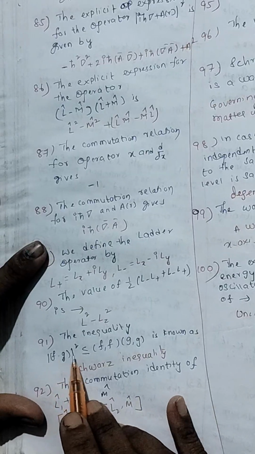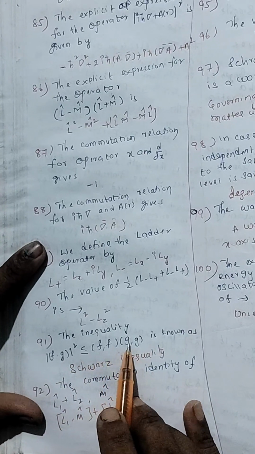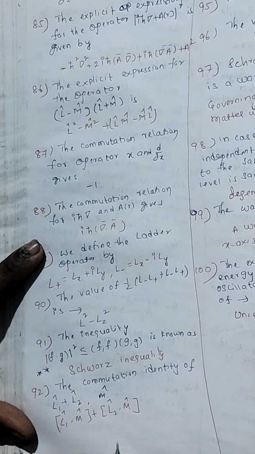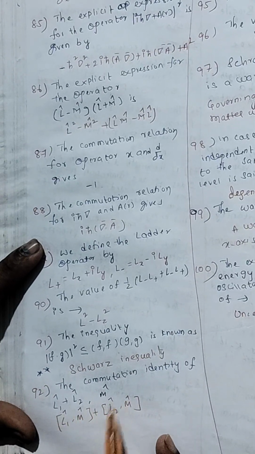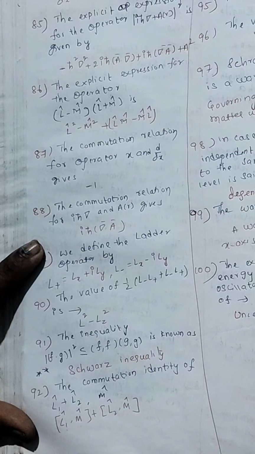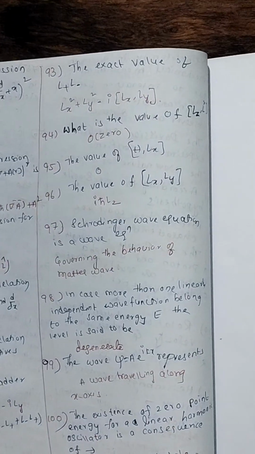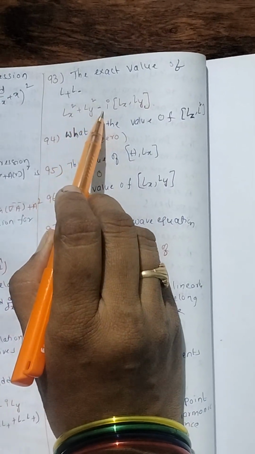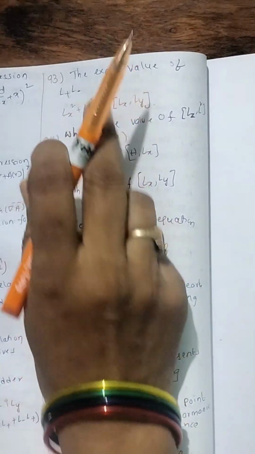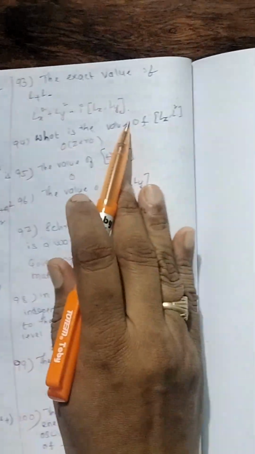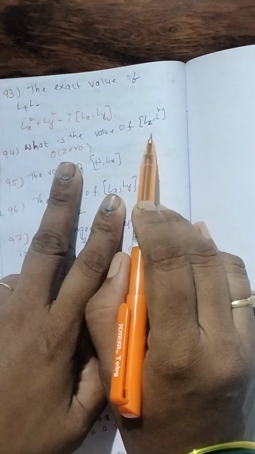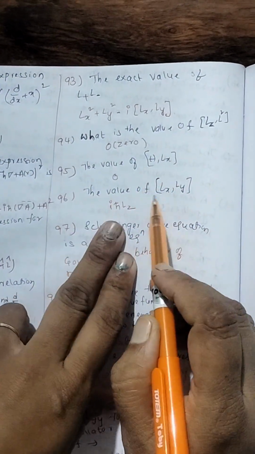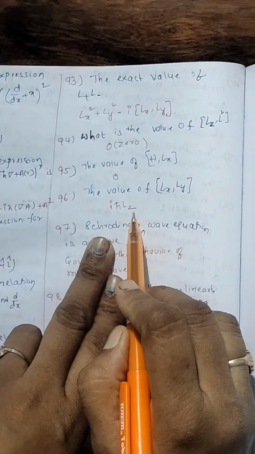The inequality (f dot g) whole square less than or equal to (f, f)(g, g) is known as Schwarz inequality, most important. The commutation identity. Next, the exact value of L plus L minus is Lx square plus Ly square minus i [Lx, Ly]. Prepare this, most important. The value of [Lx, L square] is 0. Many times it is asked in the exam. The value of [H, Lx] is 0. The value of [Lx, Ly] is i h cut Lz.